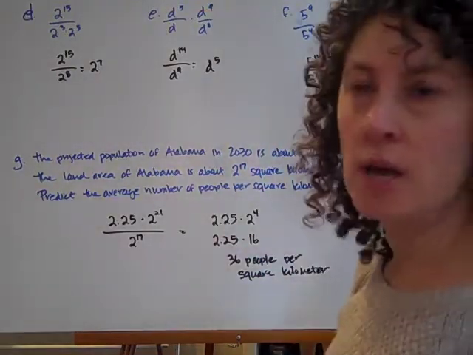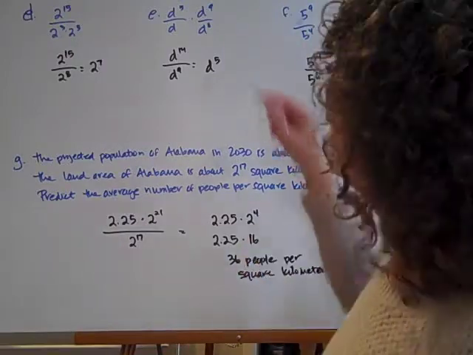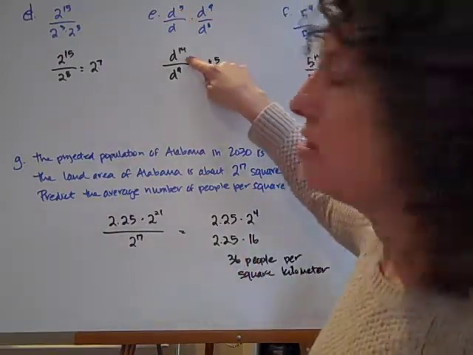Next, I'm doing a fraction times a fraction. So we know fractions times fractions, I do numerator times numerator, denominator times denominator. So d to the 5th times d to the 9th is d to the 14th.